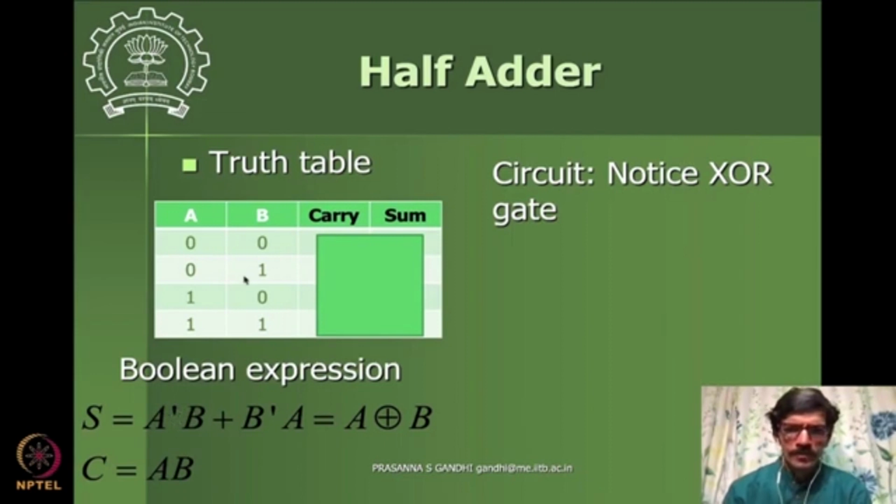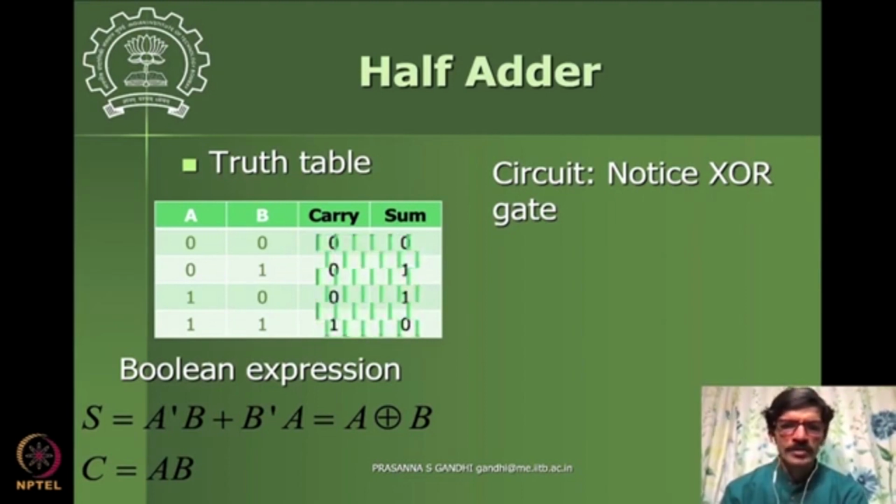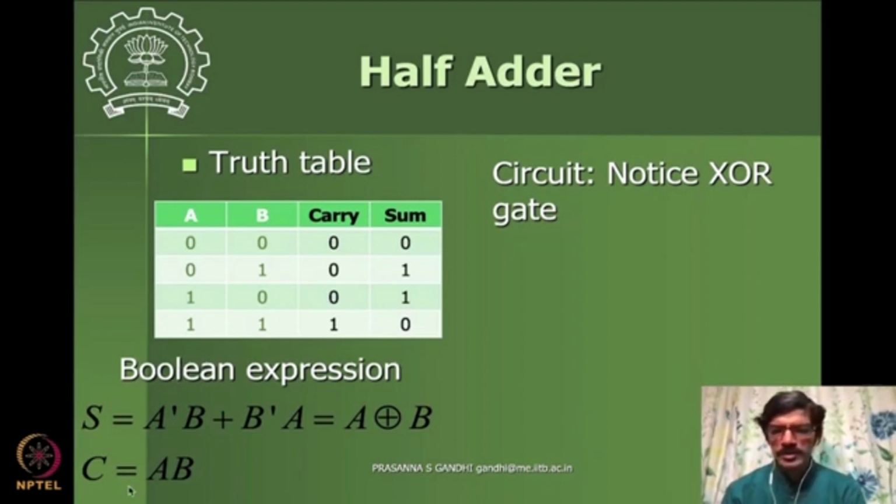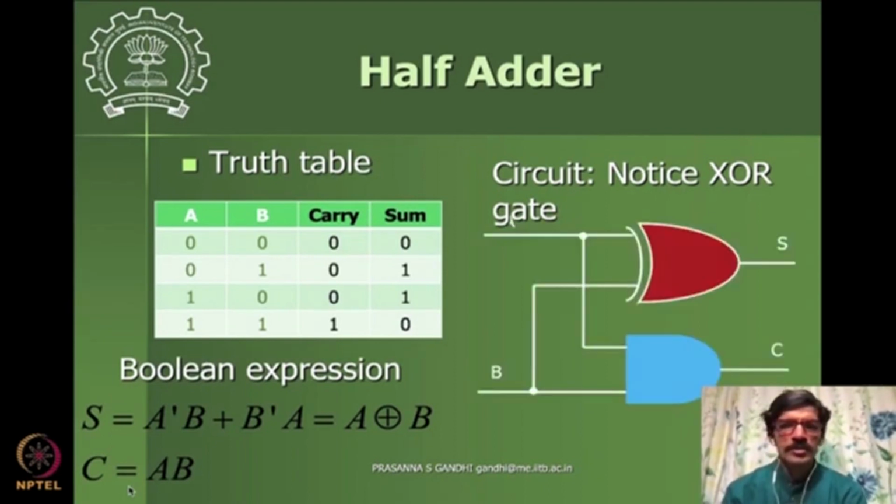If A is 0 and B is 0, my carry is 0 and sum is 0. Like that, you fill out this table. You pause here and fill it out, and then check again. It will be like this. And for implementing this, you can find the Boolean expression, and once you get it, you can get the corresponding circuit.